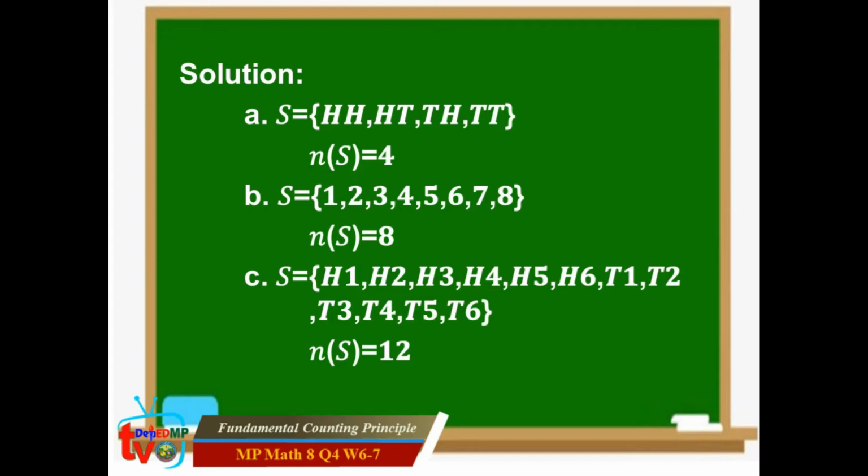For letter C, S is equal to the possible outcomes: head 1, head 2, head 3, head 4, head 5, head 6, tail 1, tail 2, tail 3, tail 4, tail 5, and tail 6. So, n(S) is equal to 12.